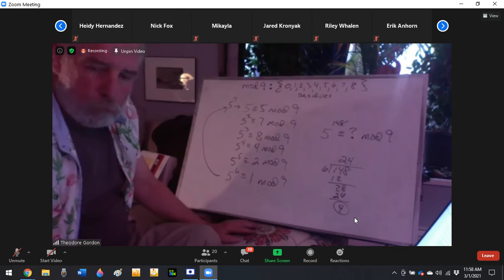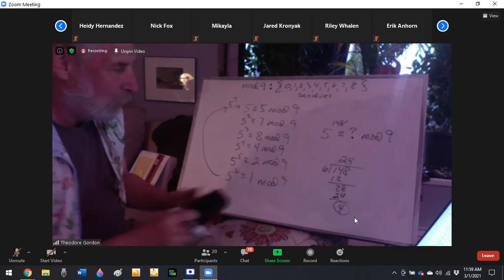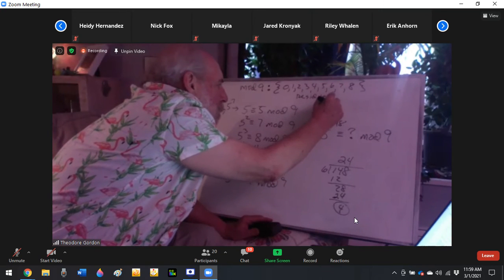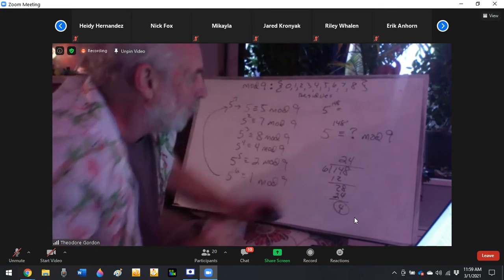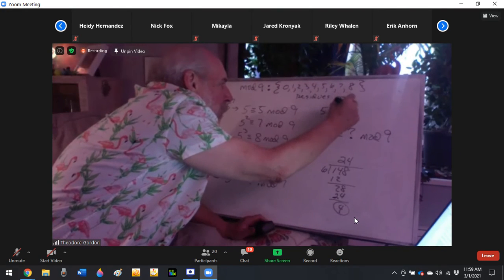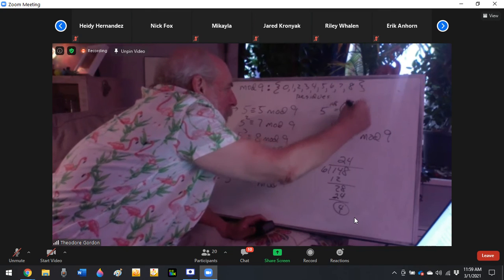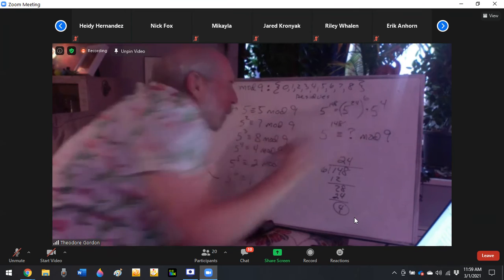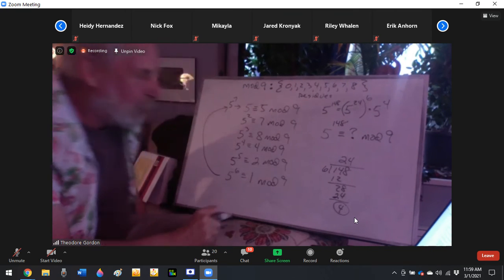So 148, so 5 to the 148, I can think of equals, now this is an equal sign, 5 to the 24th to the 6th power times 5 to the 4th. So I'm going to pause right there, and if anybody has a question about what I'm doing.